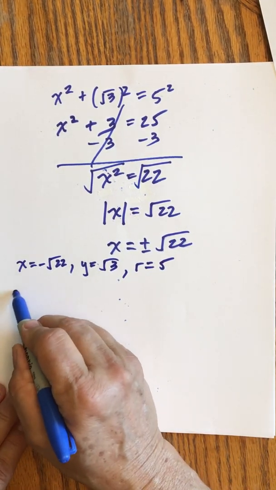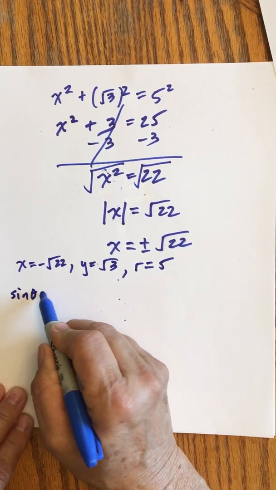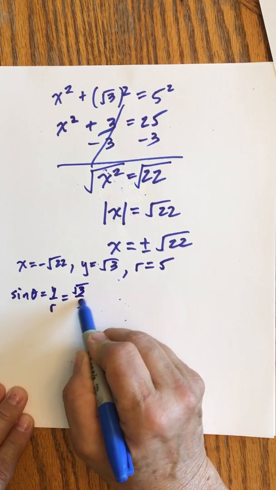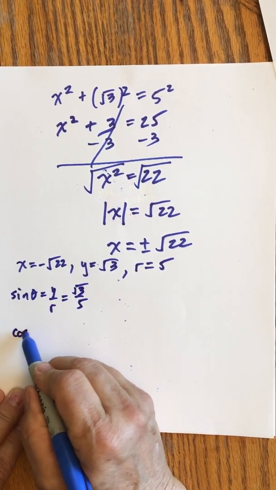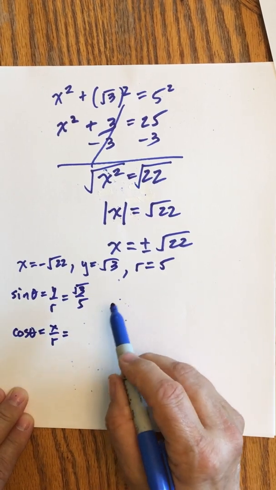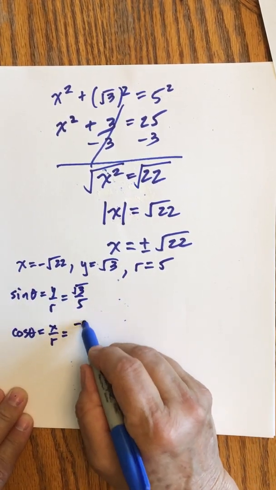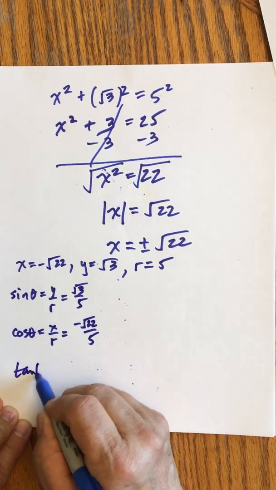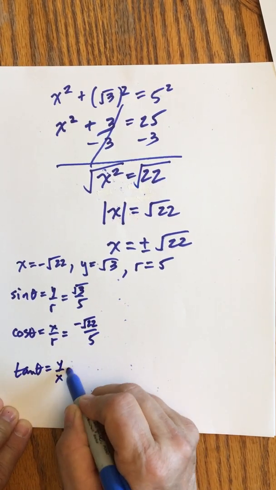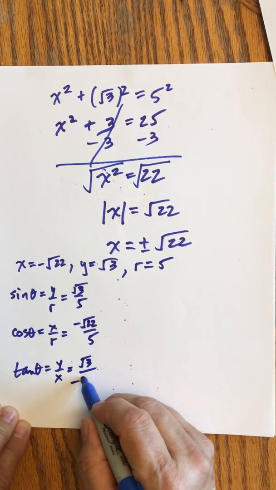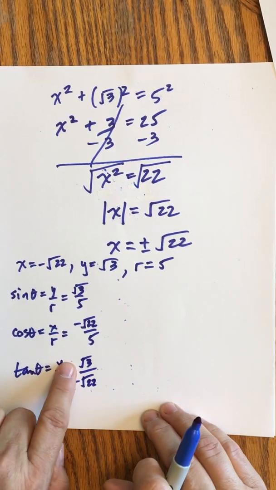We say, okay, I know that sine of the angle is y over r, so that's square root 3 over 5, which they gave us. We know that cosine of theta is x over r, which is negative square root 22 over 5. And we know tangent of theta is y over x, so that's square root 3 over negative square root 22. And you can put the negative sign in front if you want.